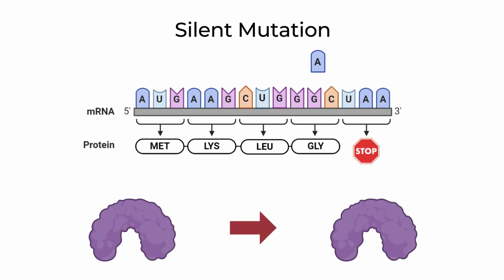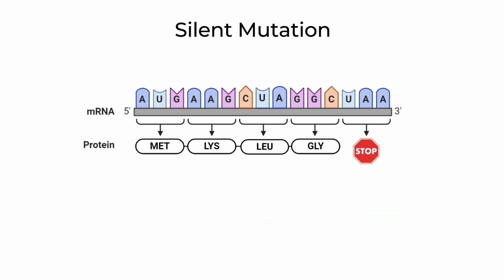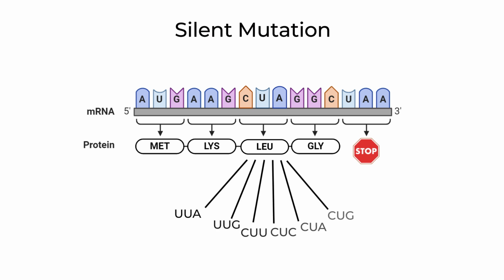A change in a codon caused by a silent mutation results in no change in the amino acid encoded by it. The reason for this is the redundancy of the genetic code, meaning that the same amino acid can be encoded by different combinations of triplets. Take leucine, for example. Leucine can be encoded by 6 different mRNA codons. So, if a mutation changes the codon CUA to CUG, the amino acid leucine will still be incorporated in the protein at the same position, and the overall structure and function of the protein will remain unchanged.